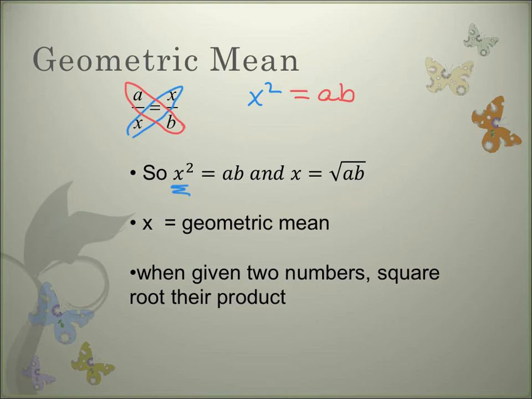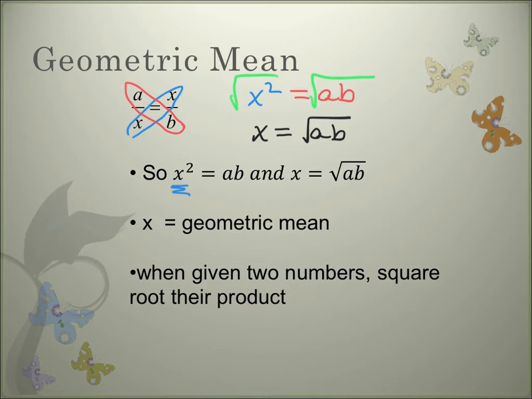Whenever I want to solve for x and it's an x squared, I need to square root both sides. So this answer is going to be x is equal to the square root of a times b. The value of x is called a geometric mean. So we're going to practice this. So you may not be given the problem in a proportion. We're going to be setting up our own proportions.